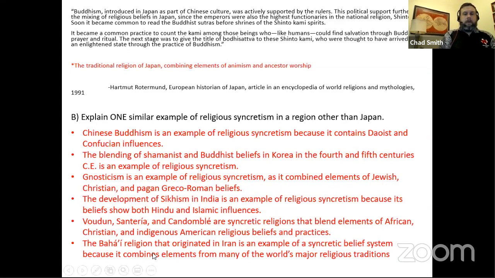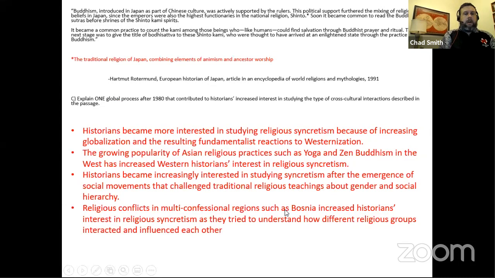Okay, one more question here. This one is about understanding the context of the passage. It says, explain one global process after 1980 that contributed to historians' increased interest in studying the type of cross-cultural interactions. Well, we've talked a lot over the last several days about what could have happened after 1980 that brought people of different cultures together. Here are some potential answers.